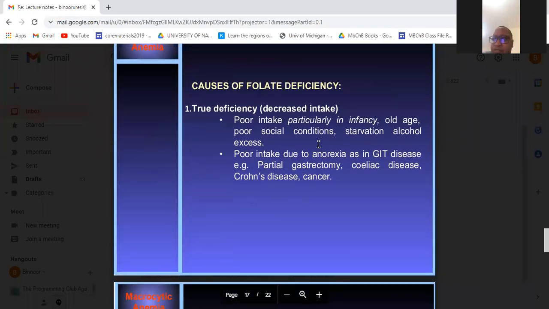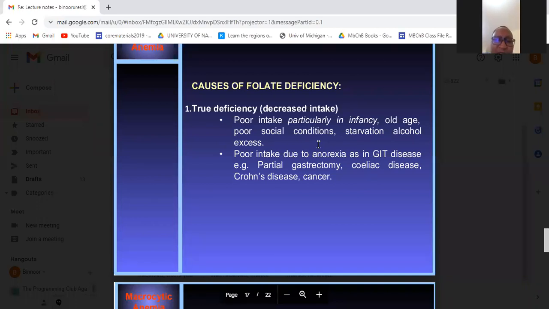So what causes folate deficiency? Again, poor intake. We do not eat enough, particularly in children, infancy, old age, and poor socioeconomic status, because there are no vegetables to eat. People eat beans because they're easily available, and forget to take vegetables because they're not available. This is like Karamoja, where there's no rain, no vegetables. People in arid areas eat meat products and forget to eat vegetables.